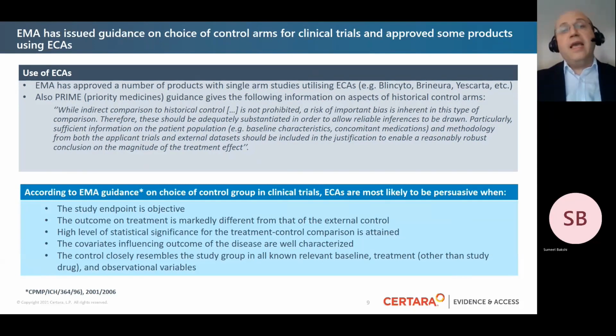According to EMA guidances, external control arms are most likely to be persuasive where the study endpoint is objective, the outcome on treatment is markedly different from that of the external control, a high level of statistical significance for the treatment-control comparison is attained, covariates influencing the outcome of the disease are well characterized, and the control arm closely resembles the study characteristics.